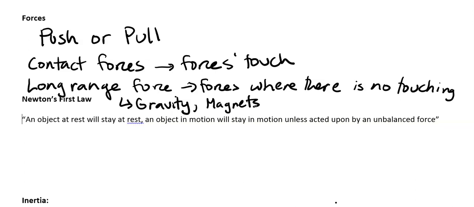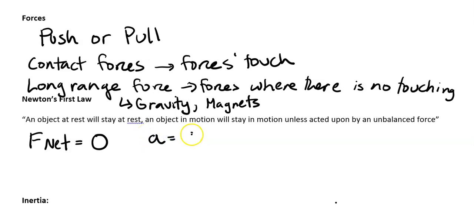Cool. So now let's talk about Newton's first law. I went ahead and wrote down Newton's first law. We know an object at rest will stay at rest. An object in motion will stay in motion unless acted upon by an unbalanced force. We're saying that things will just keep on doing what they're doing unless acted upon by an unbalanced force. So in this situation, we're assuming that F net is equal to 0, which we'll get into in just a second.